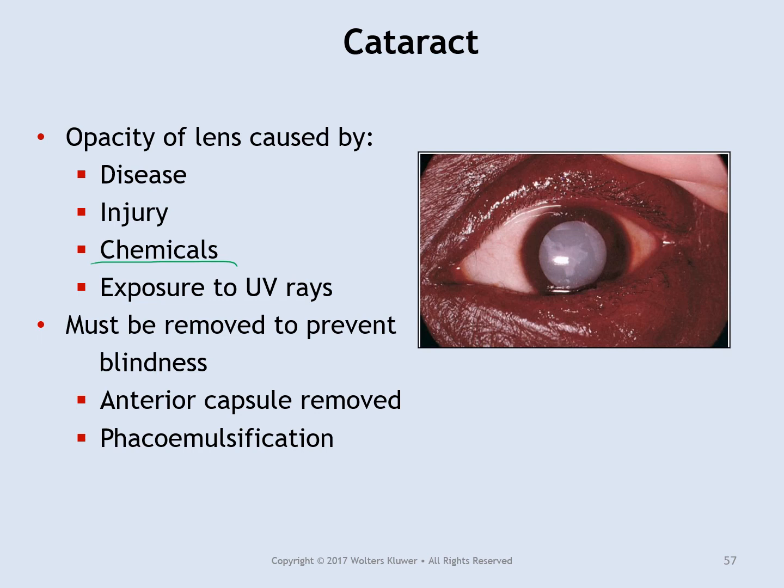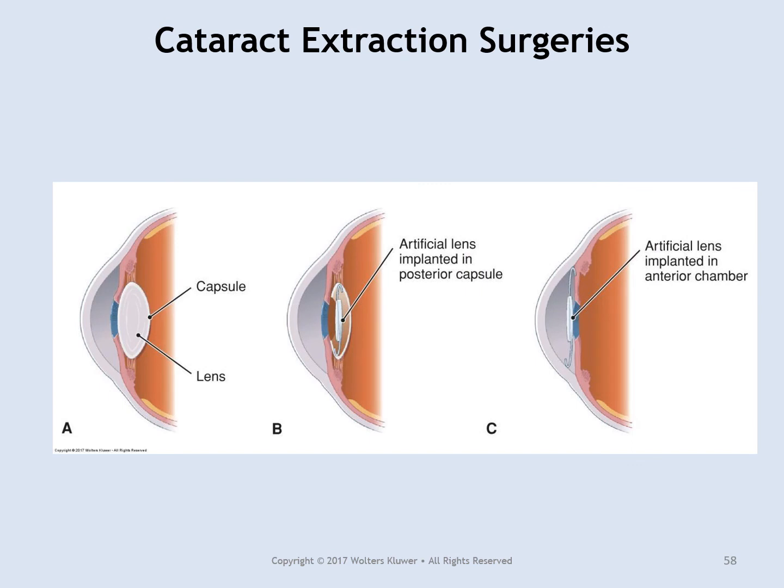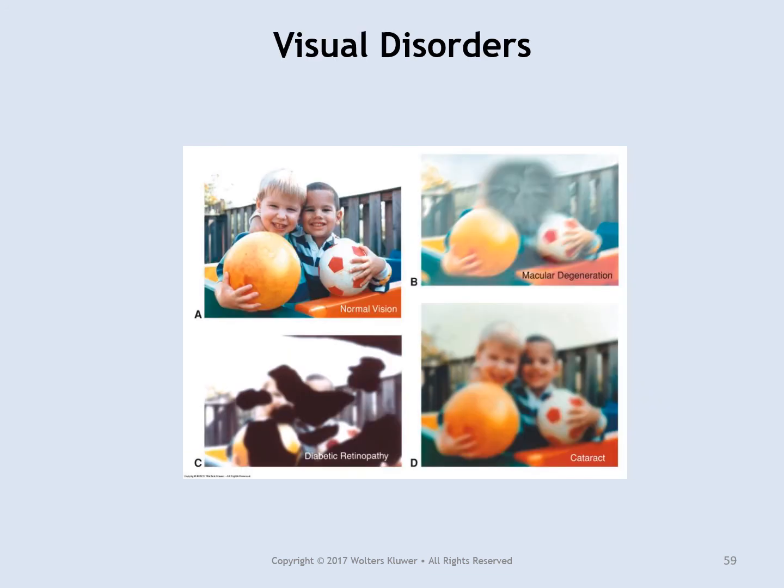Now, the good news is this is pretty easy to replace. You'll go in, remove that lens, and then put in a new prosthetic lens, either kind of in the front of the pupil or behind the pupil. But this is a very, very common surgical procedure, very easy to do.